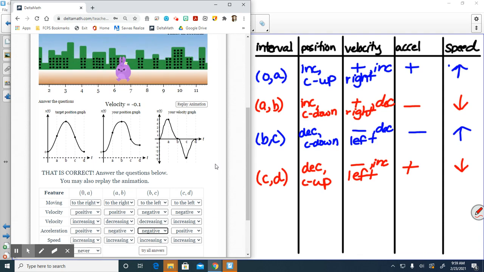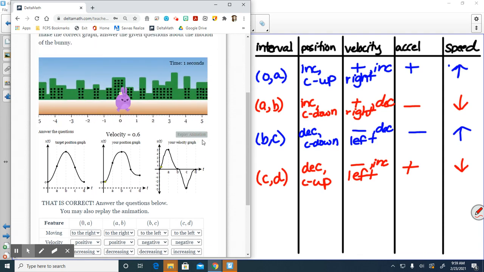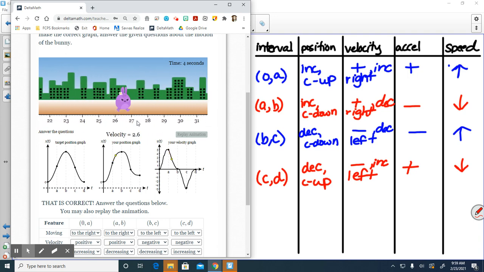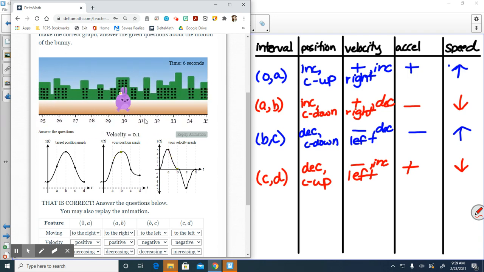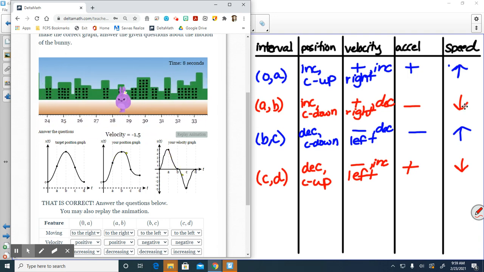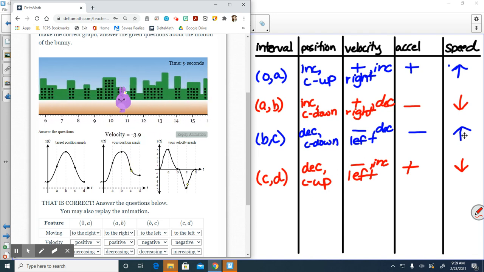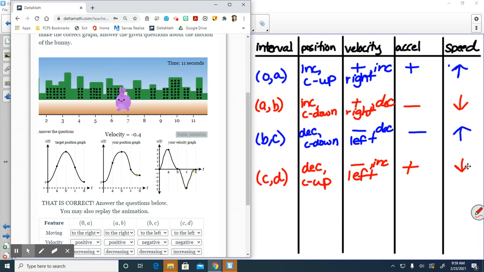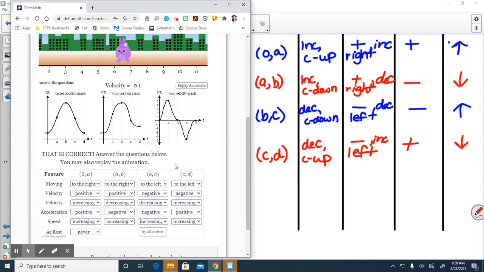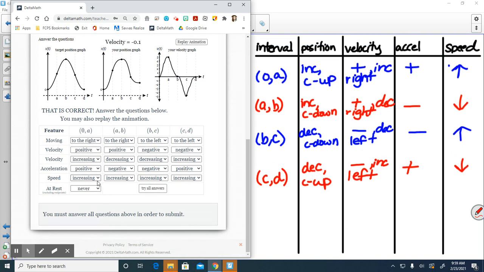Then speeding up and slowing down. I still like to watch for speeding up. So speeding up for the first interval, and then slowing down for the second interval, and then speeding up for the third interval, and then slowing down. Isn't that cool how we said it was going to do it, and then it actually did? So hold on, let's get these down. Okay, so speed was increasing, then speed was decreasing, then speed was increasing, and then speed was decreasing.